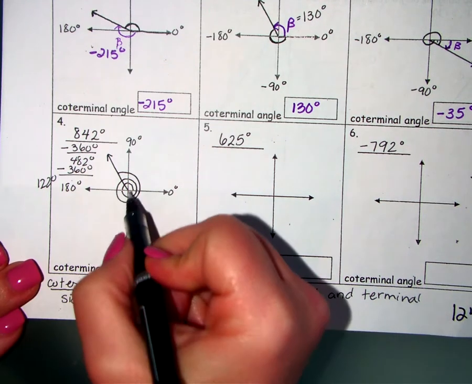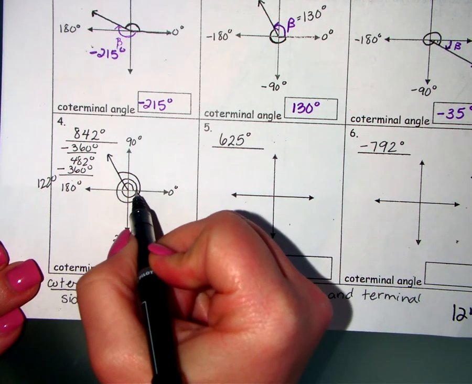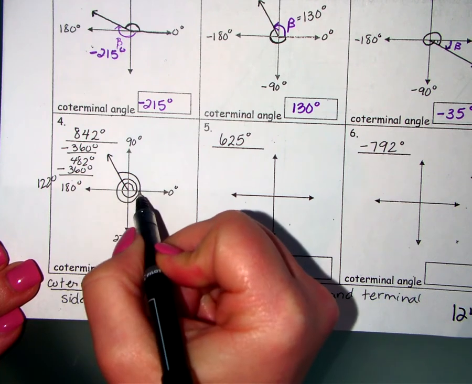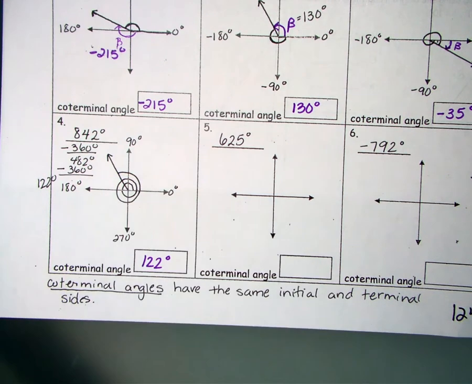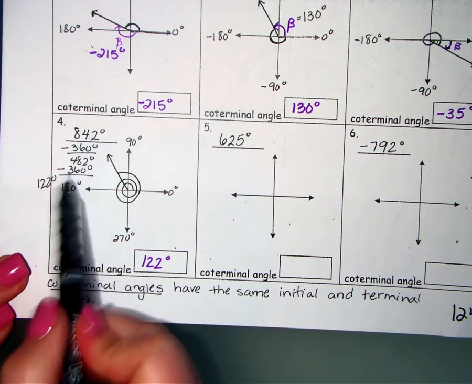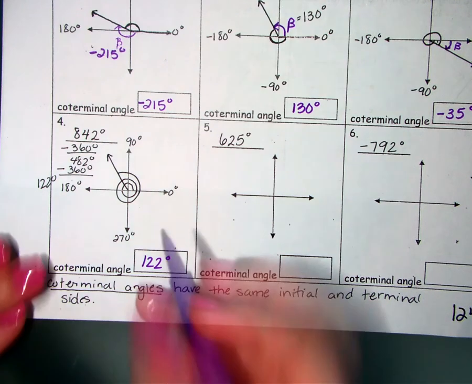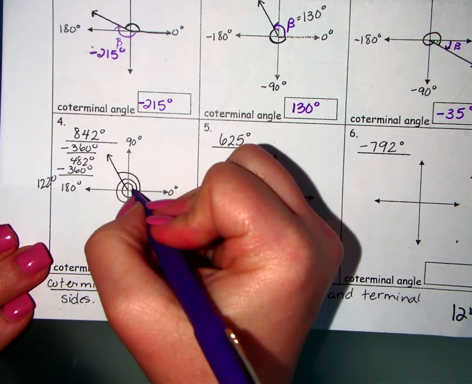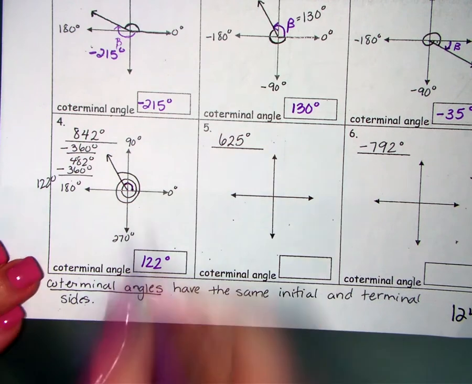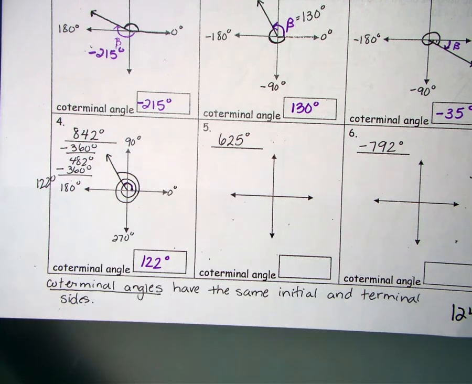So again, starting with one rotation is 360, add another 360, and then add a little bit extra to get to the 842. The way we do that is really to unwind by taking away rotations to get to something that is in the 0 to 360 range. So this 122 degrees is coterminal with 842, because 122 would be just like starting here and just going straight there. I'm not even going to continue to go around, I'm just going to go straight there. All right, so that's 122 degrees.